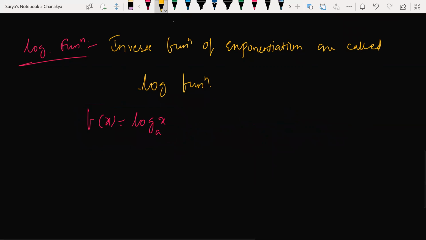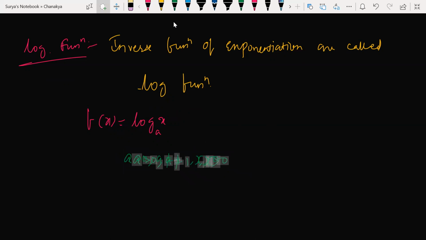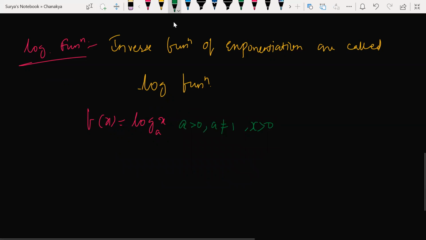In a log function, what happens, beta? Here, a should be greater than 0. a should not be equal to 1. x must be greater than 0. These are the terms and conditions which we have under logarithms. x must be greater than 0, a must be greater than 0, and a should not be equal to 1. This is the basic definition of log actually.